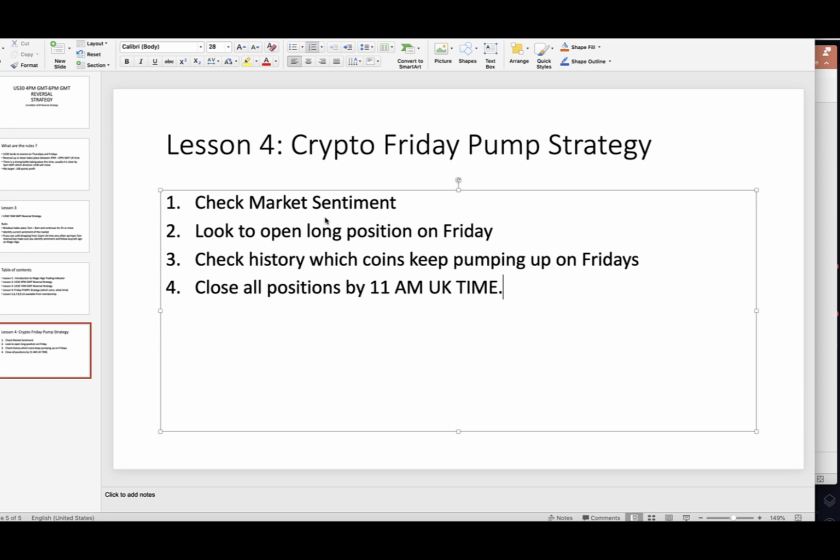And another thing, check history, which coins keep pumping each Friday. So you will understand which coin is the best to buy. And the last one, most important of all, close all your positions by 11 a.m. UK time. However, if you see that the trend might continue, you can change your stop loss to break even and leave it open. But usually I close because on Saturday we have a little retracement, and on Sunday, anything can happen. At least you can book your profits, and that's it. Because what happens often, you have the profit, you're in green, and the next hour you're in red.